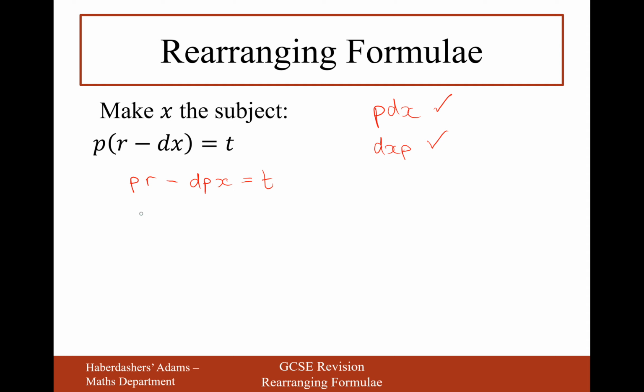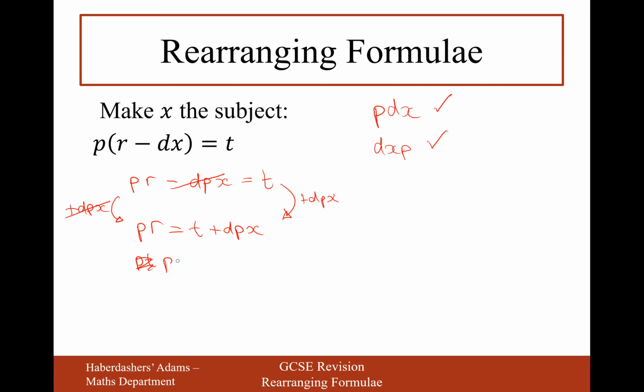Now the next thing I'll do is I'll sort out the X term because it's in a negative situation here, so I'll add DPX onto the other side. Add DPX. So on the left hand side it's going to be PR minus DPX, add DPX, so these two things here will obviously cancel each other out, so I'm left with PR, and on the right hand side it's going to be T plus DPX.